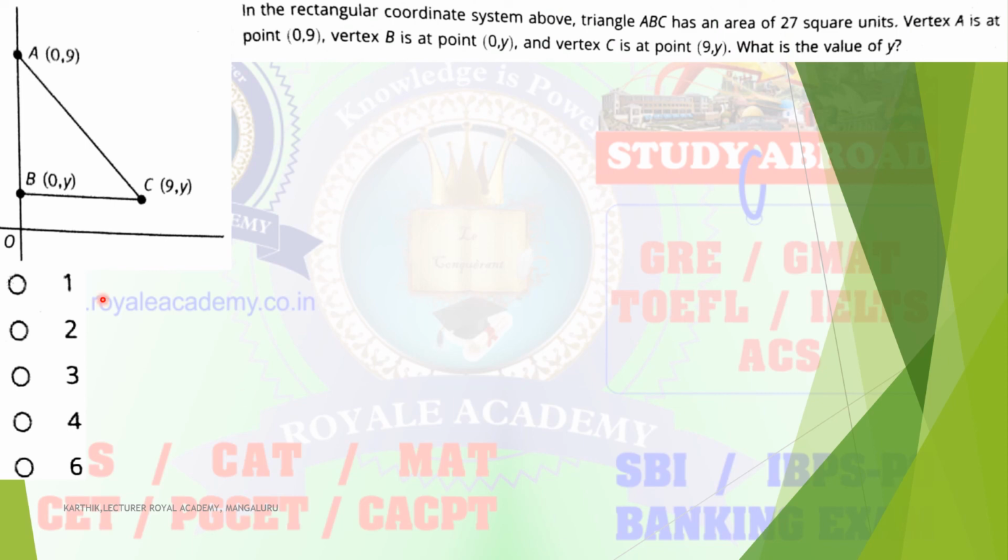In the rectangular coordinate system above, triangle ABC has an area of 27 square units. It's a triangle, total area is 27. The vertices are A, B, C, so here (0, 9), (0, y) and (9, y). You have to determine the value of y here.